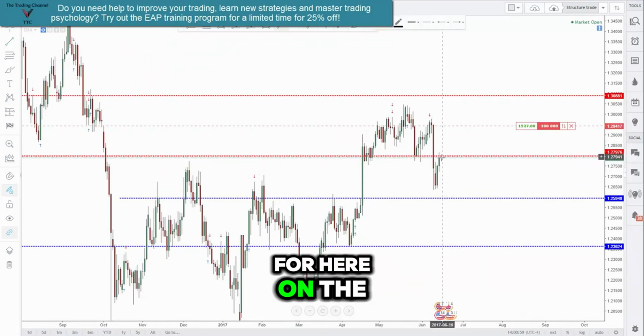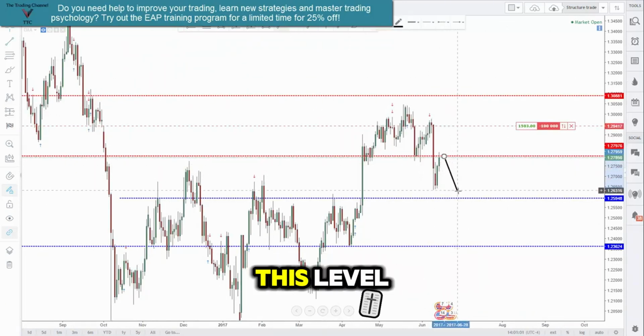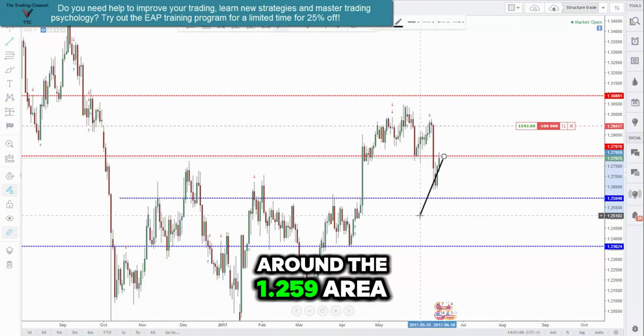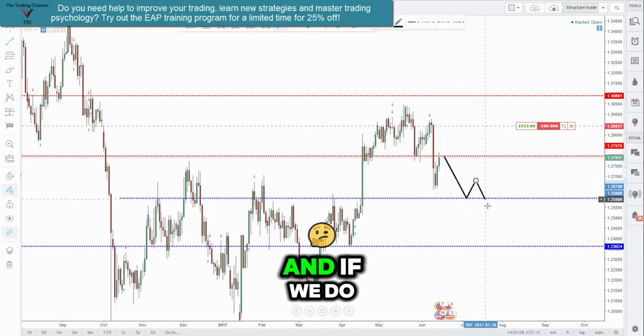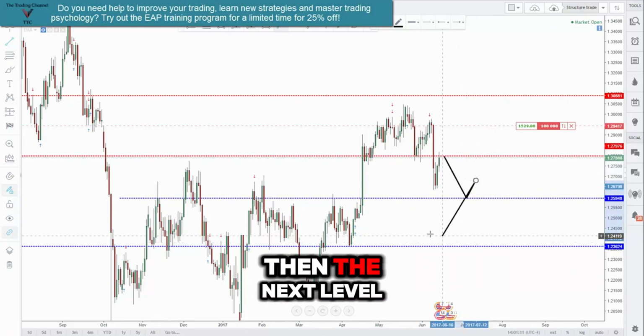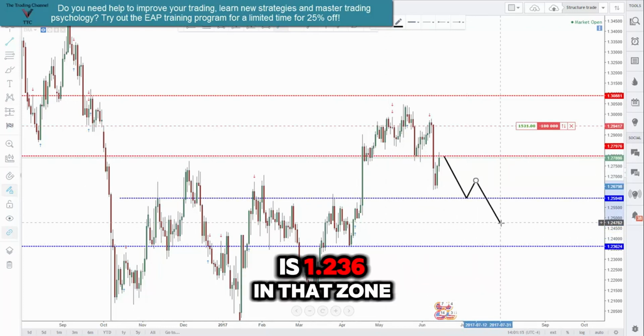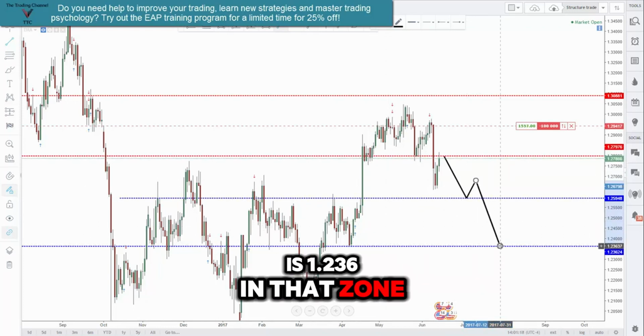So what we'll be looking for here on the pound dollar if we do get a push down from this level is for this market to possibly be supported around the 1.259 area. And if we do break through that area, then the next level we'll be looking at for possible long opportunities in this market is 1.236 in that zone.